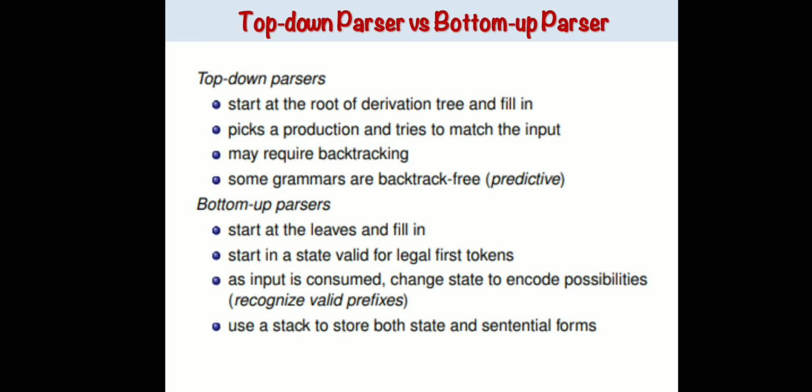Moving to the next slide, we can get a brief idea about top-down parsing and bottom-up parsing. In top-down parsing, backtracking may be required. It starts at the root of the tree, picks a production and tries to match it with the input. A bottom-up parser starts at the leaves and fills in. It recognizes valid prefixes. It uses a stack to store both state and sentential forms.